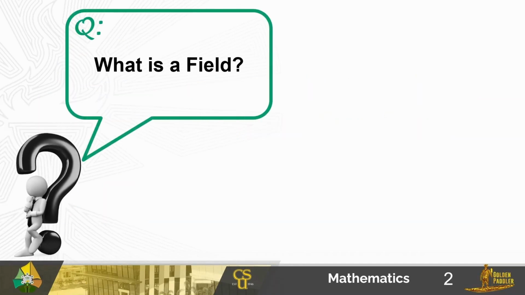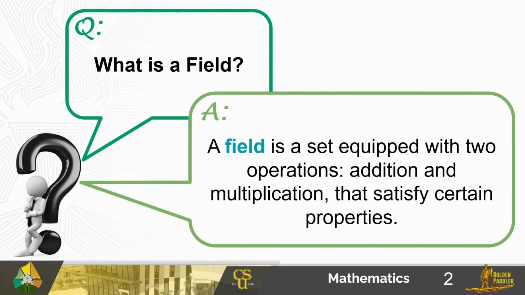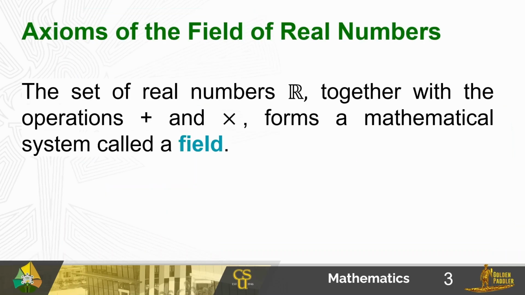First, let's define what a field is. A field is a set equipped with two operations, addition and multiplication, that satisfy certain properties. These properties ensure that we can perform arithmetic operations consistently within the set. Thus, we can say that the set of real numbers, together with addition and multiplication, forms a mathematical system called a field. The real number system is a fundamental concept in mathematics.